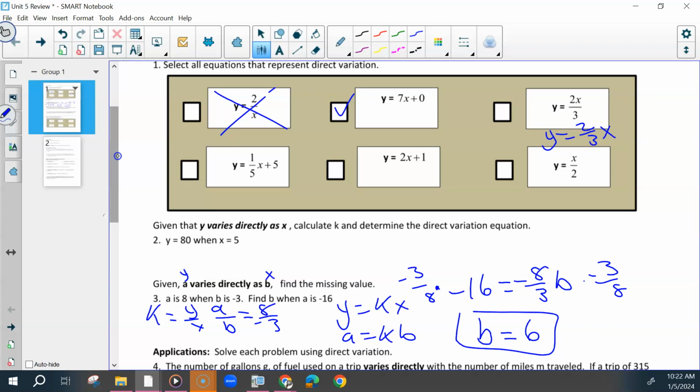What about this one? No. Does it have a y-intercept of 0? No. So because of that, it is not. What about this next one? Also no. And this last one? Yes, because we can rewrite this as y equals 1/2 x.